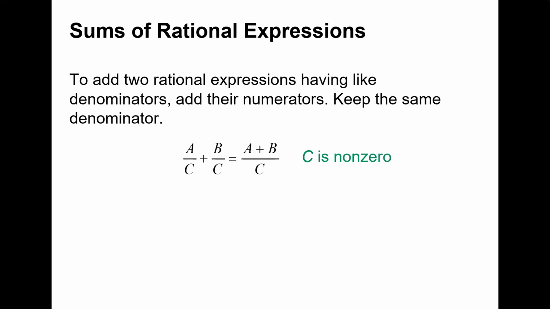All right, so we've looked at fractions. Now let's look at rational expressions. So we're going to add two rational expressions together that have the same denominator. All we're going to do is add our numerators and then keep that same denominator.